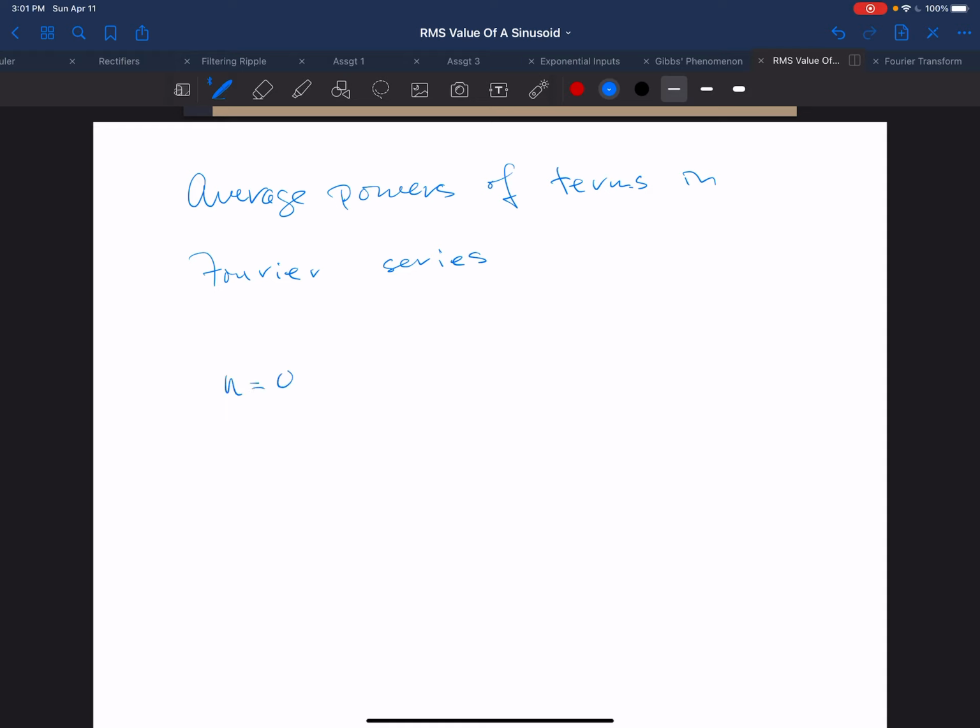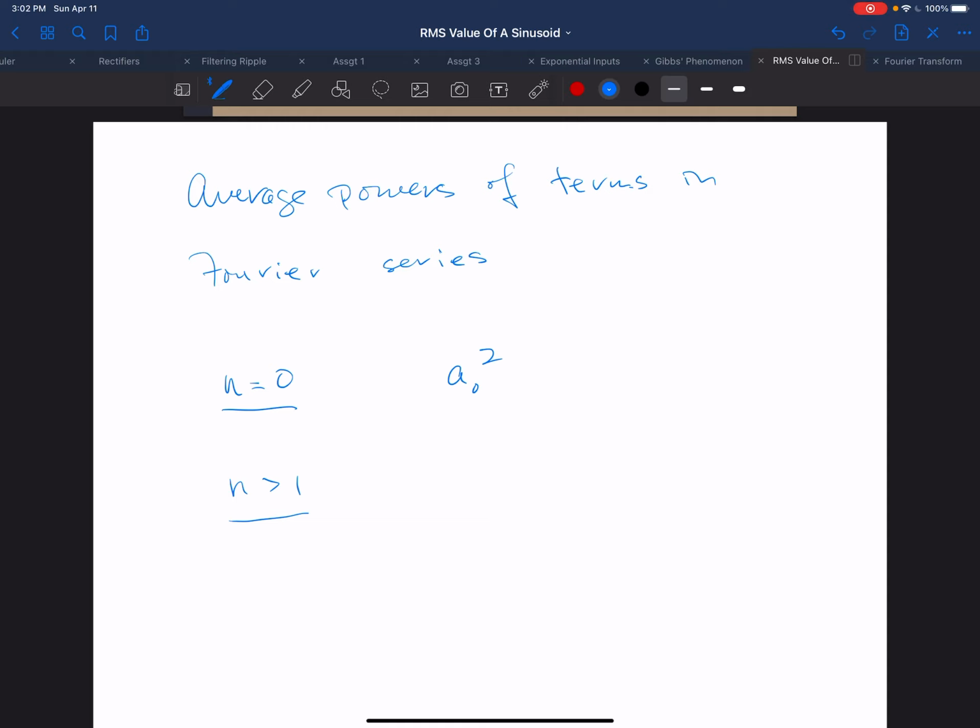For n equals 0, where the corresponding term is a constant, namely a0, if we're talking about the real valued version of the Fourier series, for that constant term, we just had a0 squared. If we have a DC signal, for instance a DC voltage, then the corresponding power is proportional to the square of the voltage.